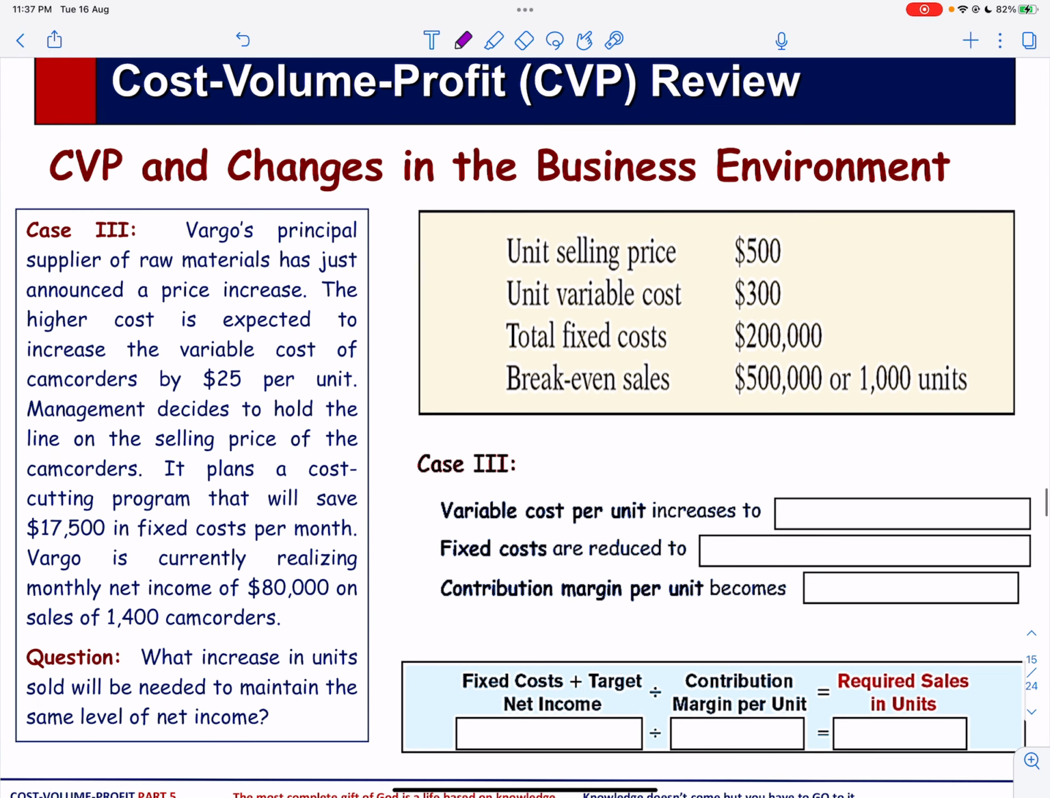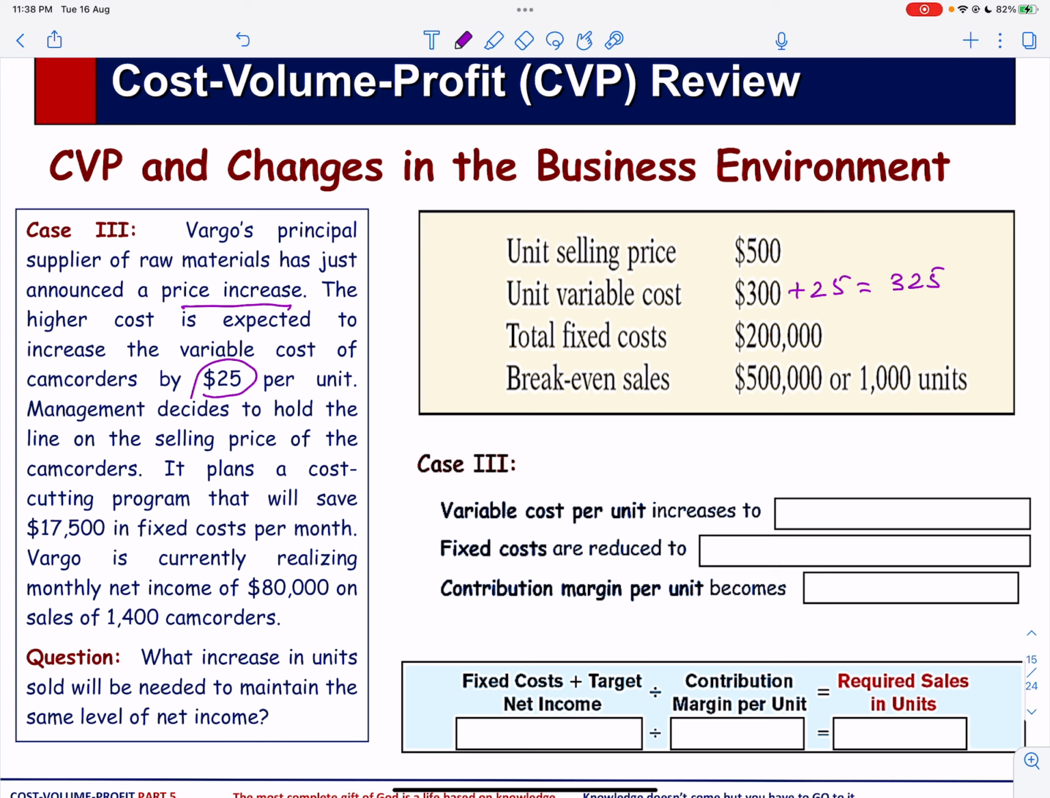Let us look into the third situation, and here Virgos, that is the company's principal supplier of raw material, has just announced a price increase. The higher cost is expected to increase the variable cost of camcorder by 25. That means now our variable cost will be 325.